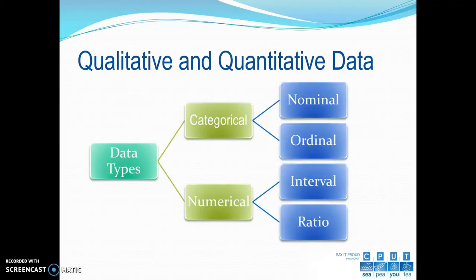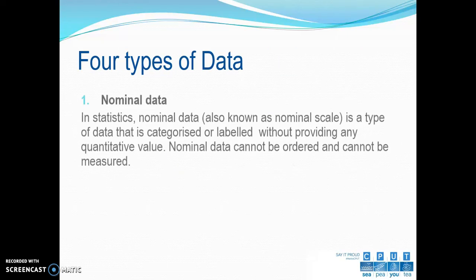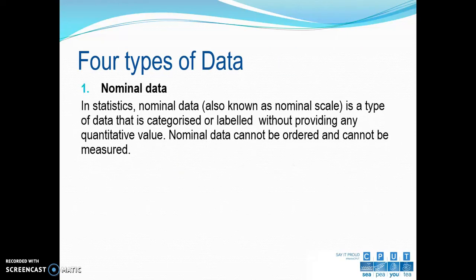This illustration shows that the 4 types of data can be categorized into categorical and numerical data. Under categorical data, we have nominal data and ordinal data. And under numerical data, we have interval data and ratio data. I will be discussing the 4 types of data in detail. Firstly, we have nominal data.